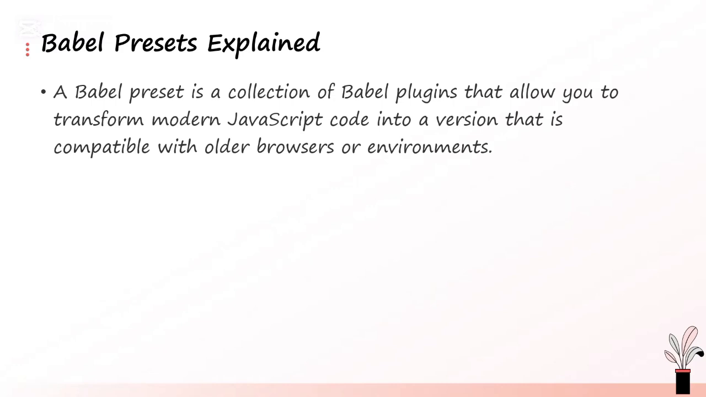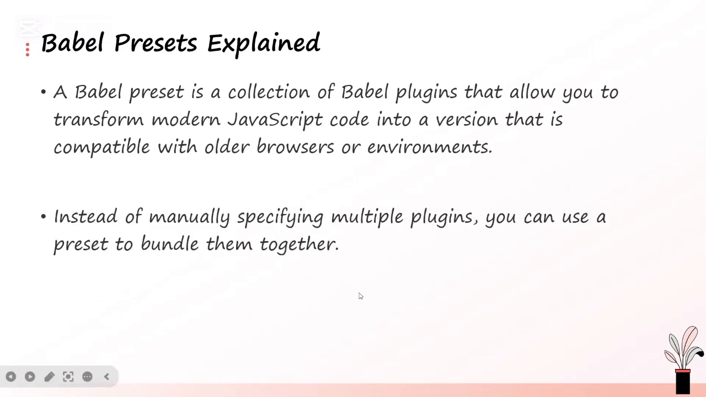If you want the one that will convert your JSX to JavaScript, you use preset-react. If you want the one that will convert arrow functions, classes, and all those, all of them have their own presets. But you can go and do more research on this Babel and preset thing. I'm not going to dive deep into it. I just want to give you a little overview of it. So instead of manually specifying multiple plugins, you can use a preset to bundle them together.